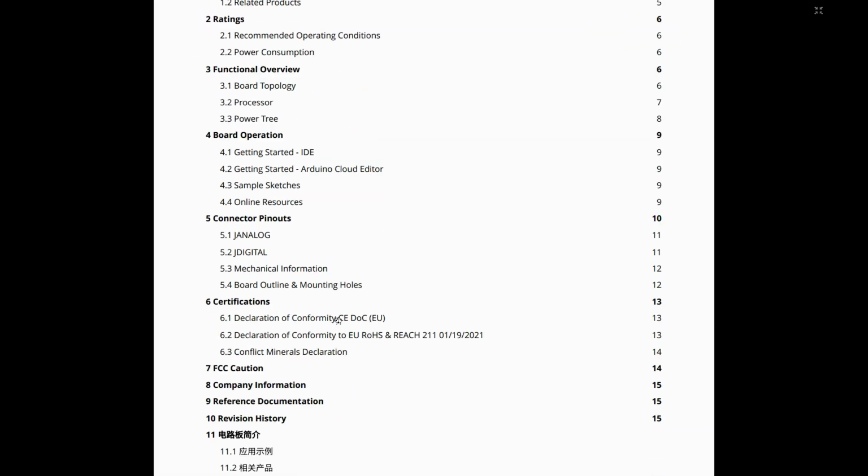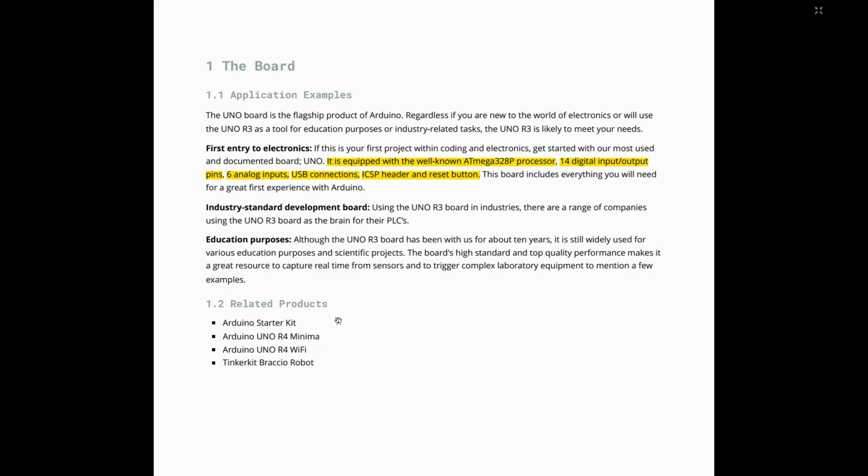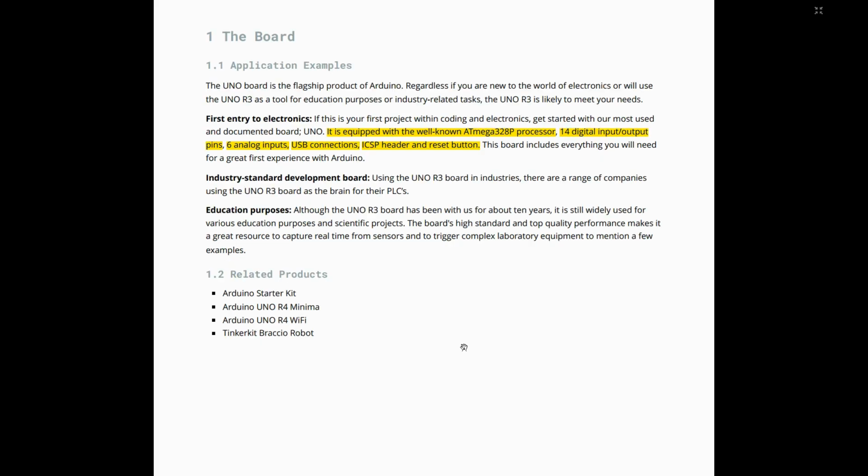The next thing is, these are the contents over here. Let's scroll down and learn more about this. This board is equipped with the well-known microcontroller ATmega328P. It has 14 digital inputs and outputs, 6 analog inputs, a USB connector, an ICSP header, and a reset button. These things we will be discussing and learning one by one in the coming videos.